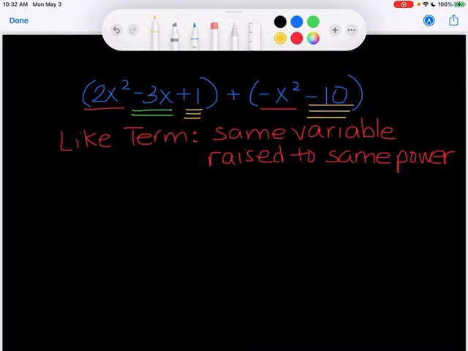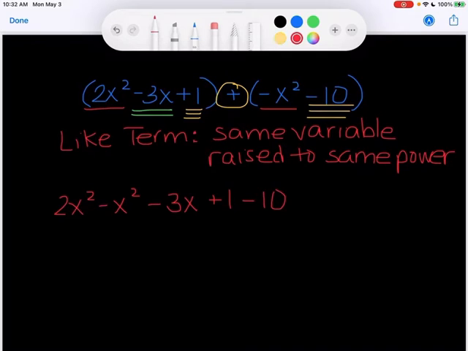So when you're adding polynomials, which is what we're doing here, just go ahead and combine your like terms. So we've got the 2x squared, and then that's a minus x squared. We've got negative 3x. And then we've got plus 1, and then that's a minus 10.